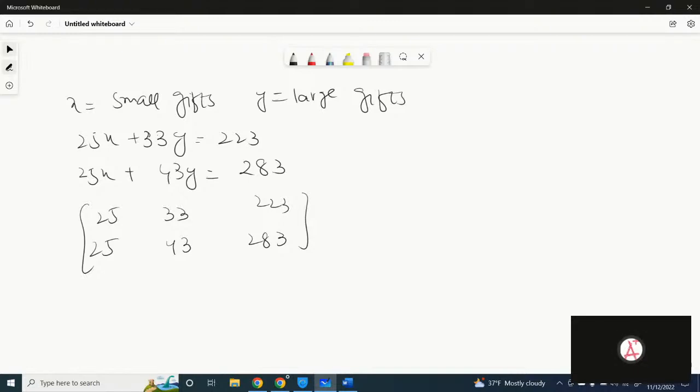Divide R1 by 25, or either you can say multiply R1 by 1 over 25. Got it? Just multiply R1 by 1 over 25. Okay. Or either, no, first let's just add both the equations. You can do it.